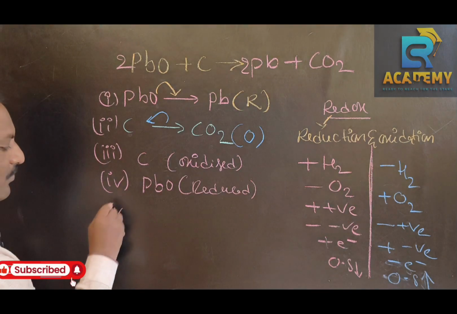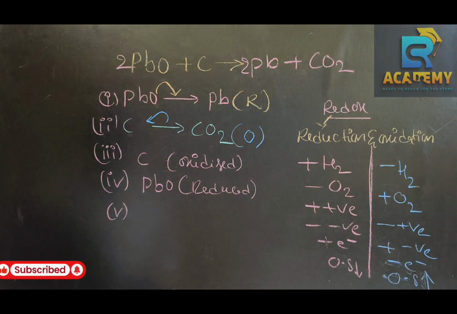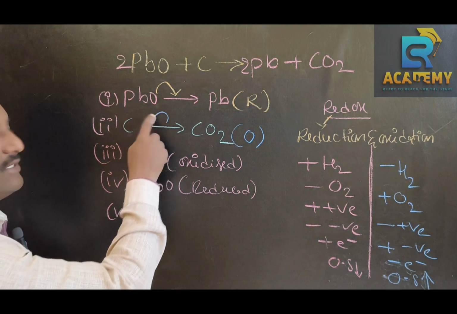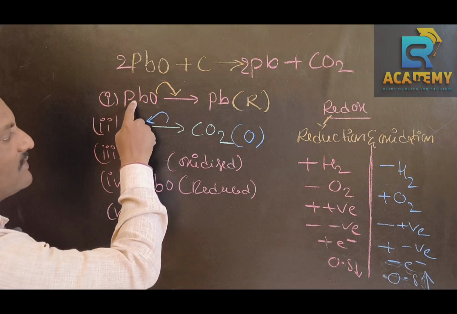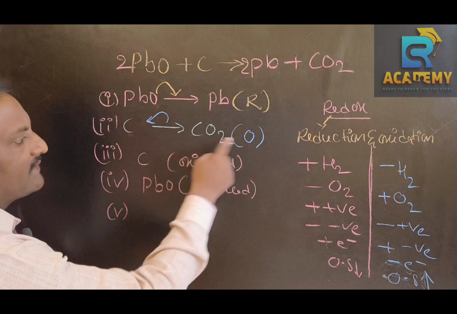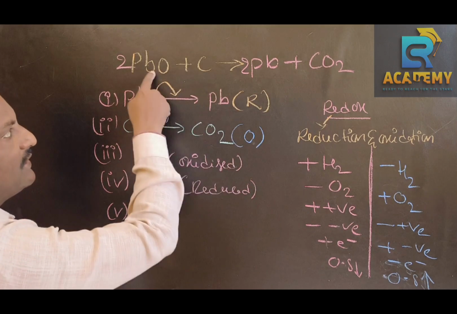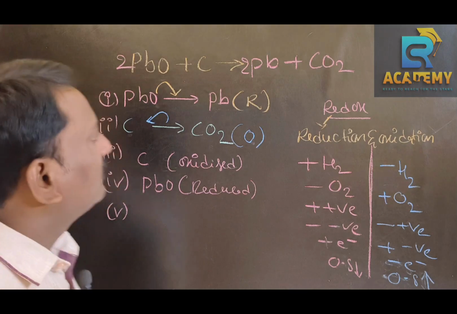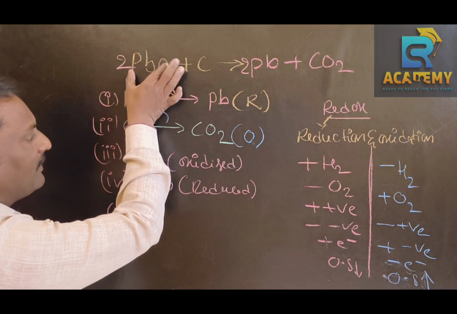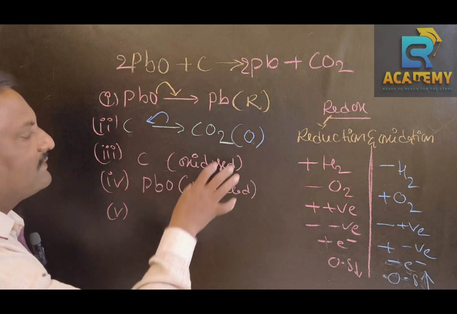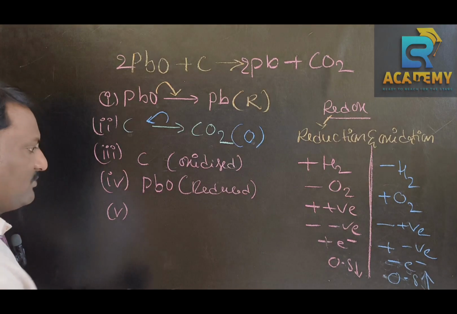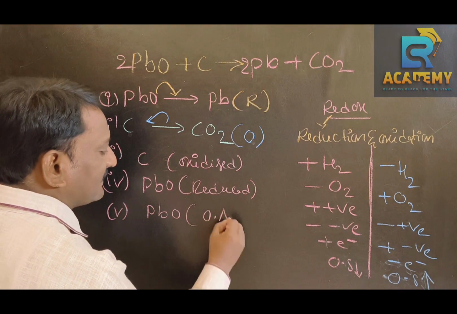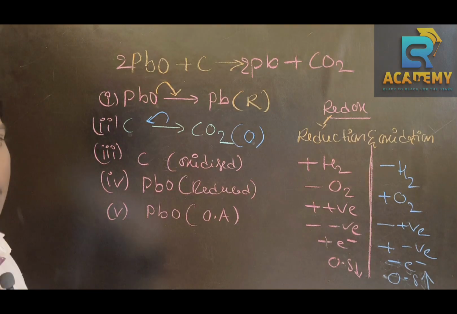Next, point number five. Which one is acting as the oxidizing agent? Listen carefully here. The conversion of carbon to carbon dioxide is oxidation, but without lead oxide there is no conversion of carbon to carbon dioxide. So that's why lead oxide acts as the oxidizing agent. Please make a note of it. Lead oxide is the oxidizing agent.